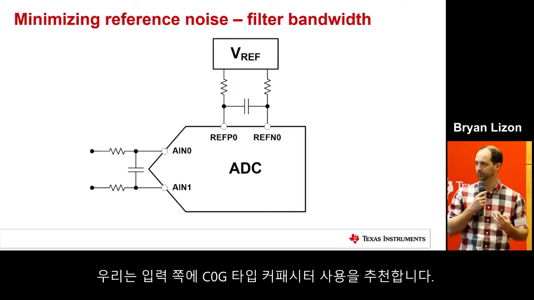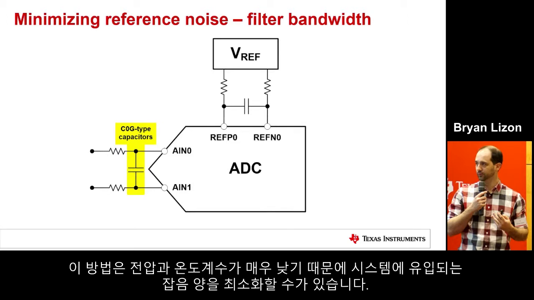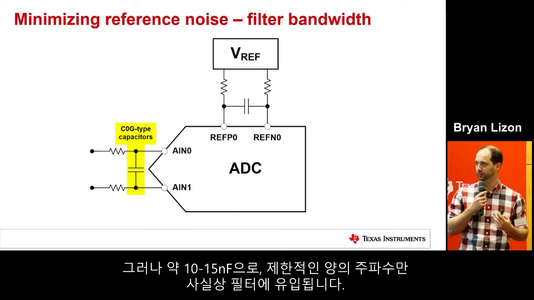However, we recommend on the input to use COG type capacitors. These offer a very low voltage and temperature coefficients, so they have the least amount of noise entering the system. But these tend to be limited to about 10 to 15 nanofarad, so it also just practically limits the bandwidth of this filter.